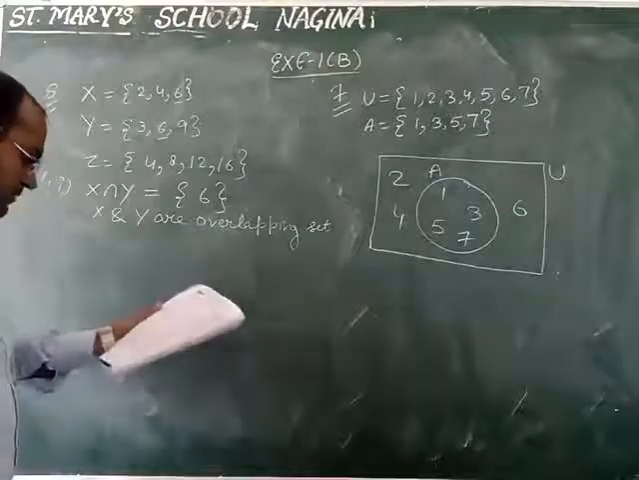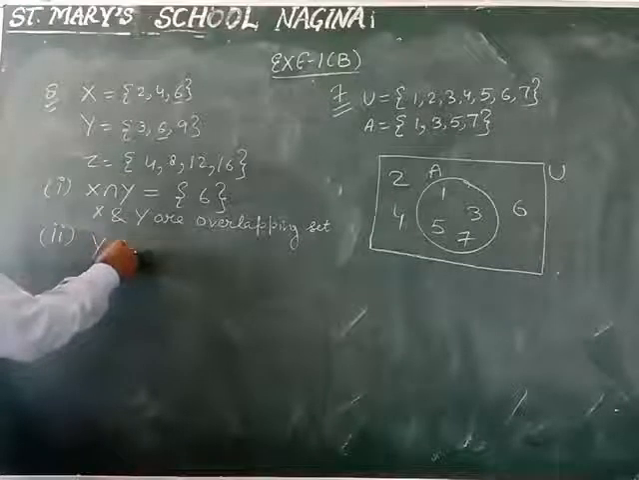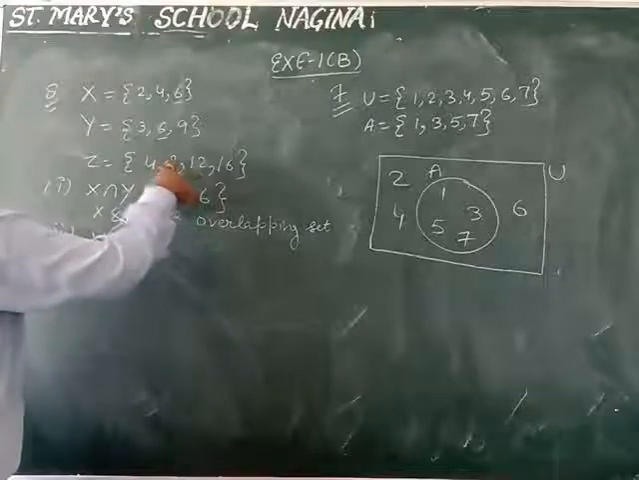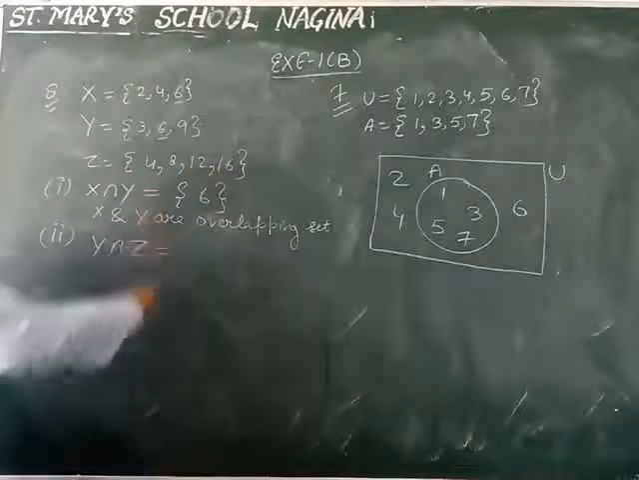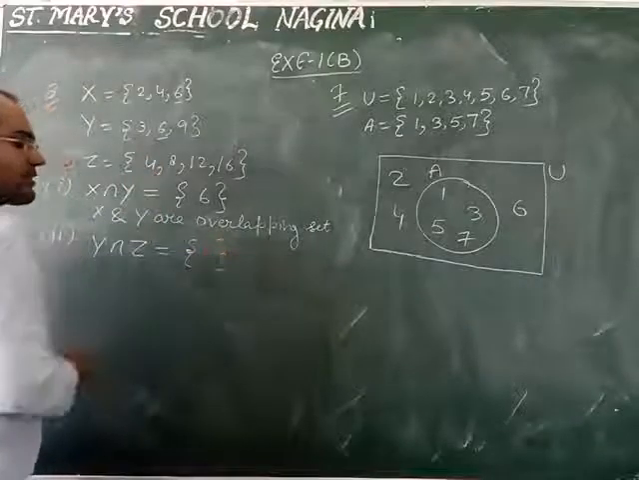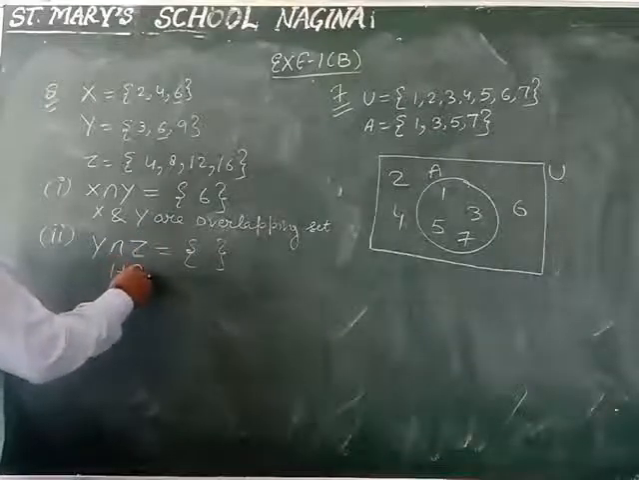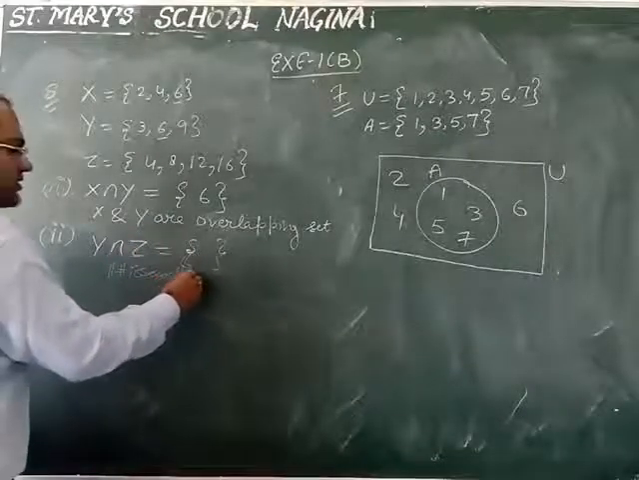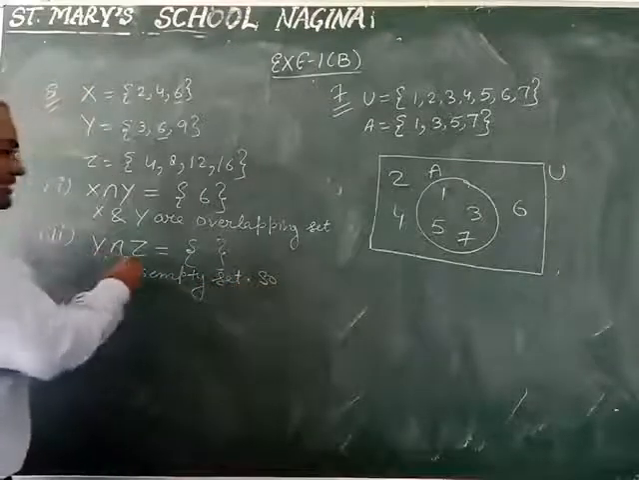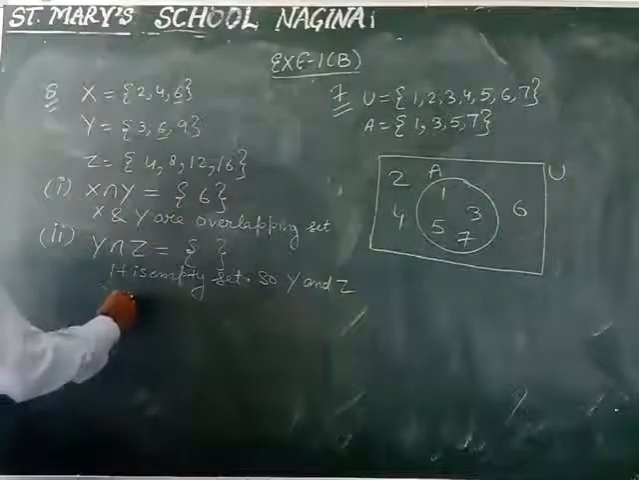Now second part, Y and Z. We will find Y intersection Z, the common in Y and Z. 3 is not common, 6 is also not common, 9 is also not common. So nothing is common in Y and Z. So we will make an empty bracket. Nothing will come here. In such a case we will write that it is an empty set. Therefore, Y and Z are disjoint sets.